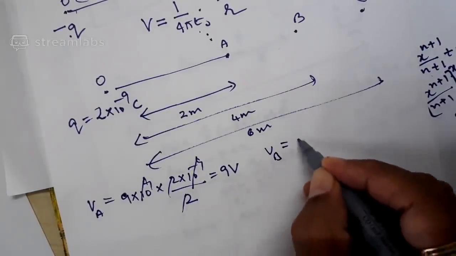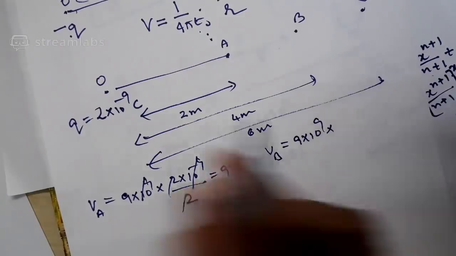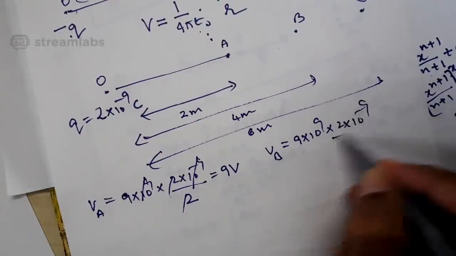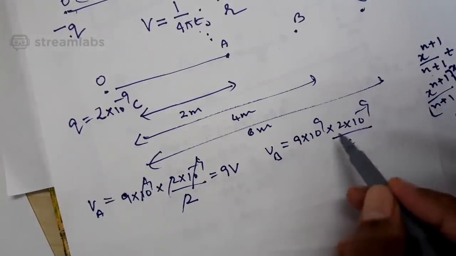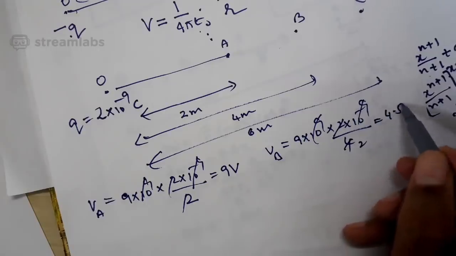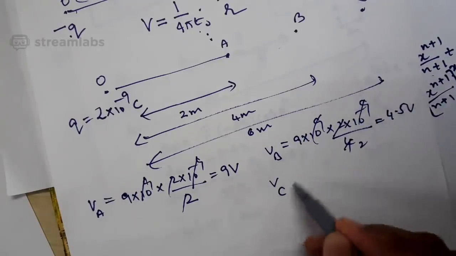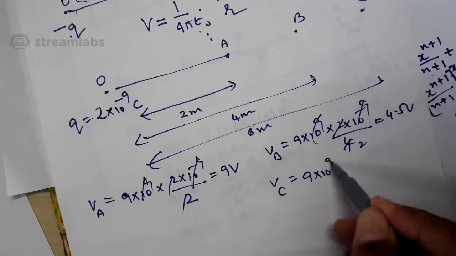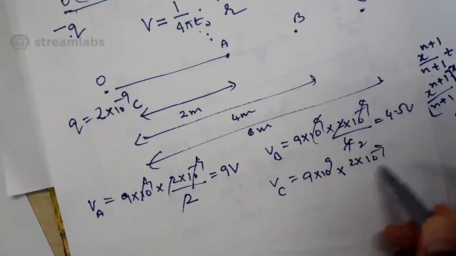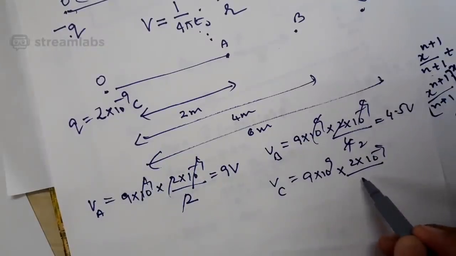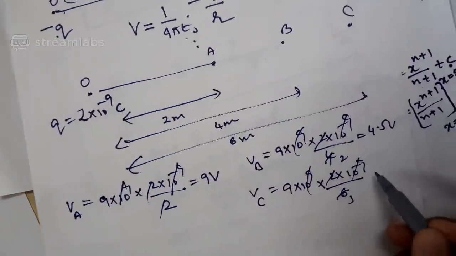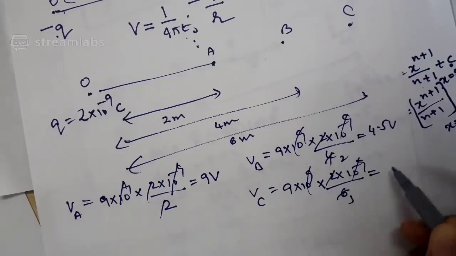Potential at B. 9 into 10 to the power 9. I am using this formula. Q is again 2 into 10 to the power minus 9 by, what is the distance? 4. So 2 1s are 2, 2 2s are 4, 9 by 2 is obviously 4.5 volt, correct? VC, potential at C, 1 by 4 pi epsilon naught is 9 into 10 to the power 9. Q is 2 into 10 to the power minus 9, point charge, divided by distance, which is 6. So 2 1s are 2, 2 3s are 6, this will get cancelled, 9 by 3 volt.